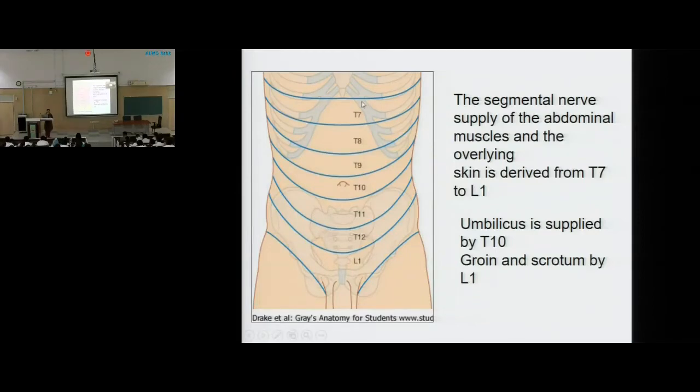That this T7 segment is supplying the epigastrium. Okay. T7 dermatomal segment is supplying the area around the epigastrium. The area around the umbilicus is supplied by the T10 thoracic segment. Okay, and then the area around this line, where an imaginary line is drawn passing through the two anterior superior iliac spines. Okay, this one. So this will be supplied by what? This will be supplied by T12 and this will be supplied by L1.